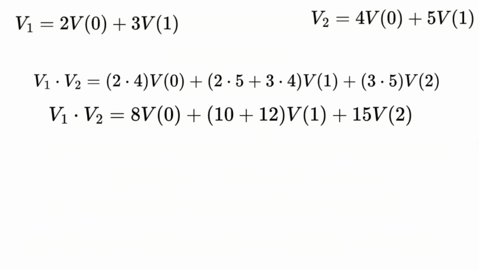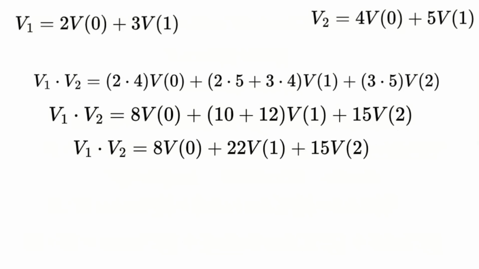Simplifying the coefficients. v1 times v2 equals 8 times v of 0 plus the sum of 10 and 12 times v of 1 plus 15 times v of 2. This simplifies further to v1 times v2 equals 8 times v of 0 plus 22 times v of 1 plus 15 times v of 2.